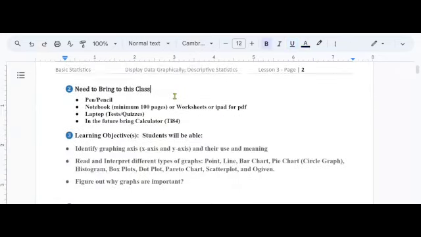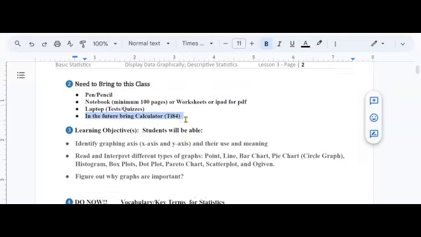All right, so what do you need to bring? You need to bring pen, pencil, notebook, or just only the worksheets, or the PDF, and use your iPad. You need a laptop for the test and quizzes. In the future, bring calculator TI-84.